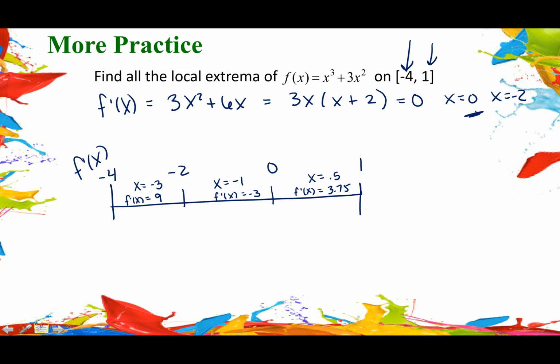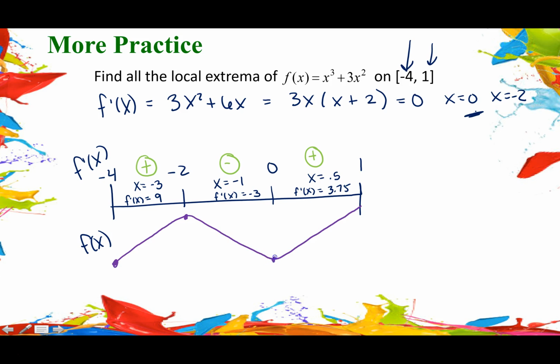All right, I'm back. So for the first one, when I plugged in -3, I got that the derivative was 9, so I have a positive for f prime of x. Then I got a -3 for the derivative there, so that is negative, and then f prime of x is 3.75, so I've got positive. So what is my f of x function doing? Well, it's going from increasing to a slope of 0, to decreasing to a slope of 0, to increasing.